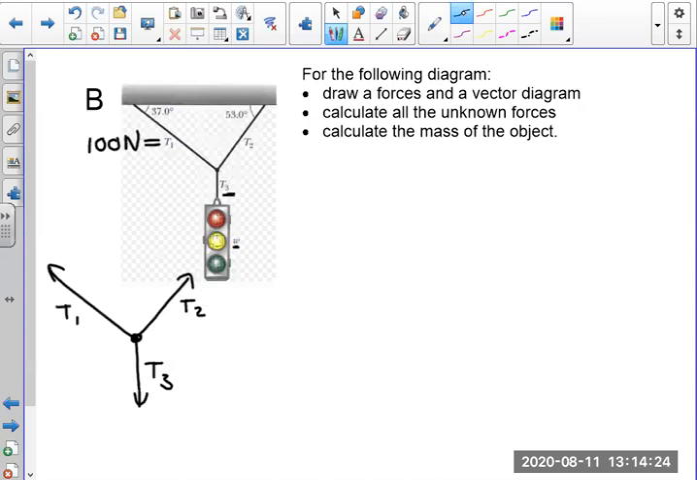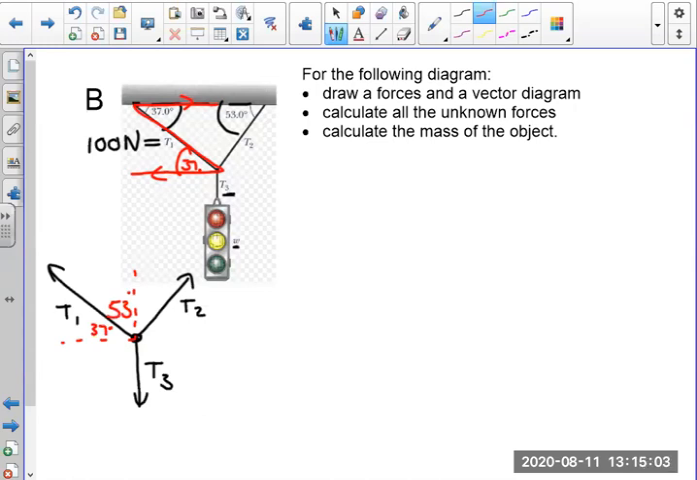Now we must be careful, because these are the angles that are given to us. When I look at this, these two lines are parallel to each other, so it means this angle is also 37. And if I complete it, this is a 90-degree triangle. So it means that this one will be 53, because 90 minus 37 is 53.